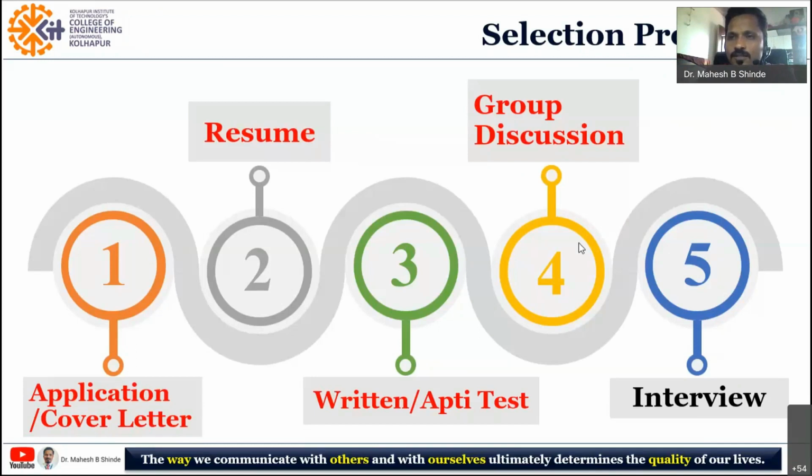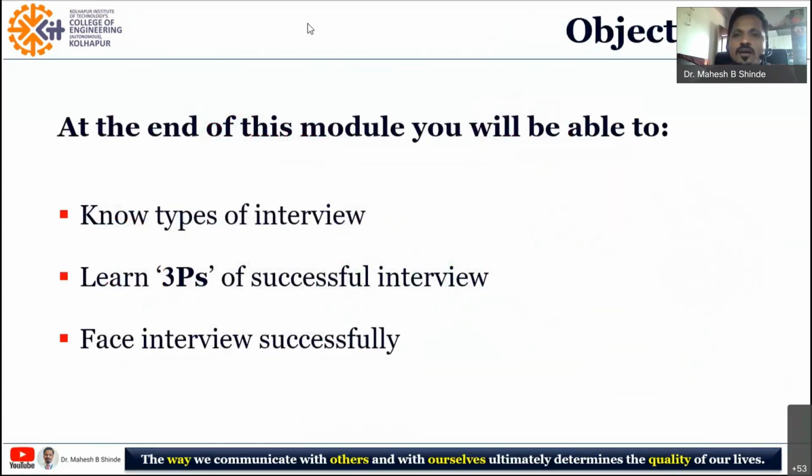Okay, let's move ahead now. Now this is what we are focusing on today, interview skills. In the next 45, 50, 55 minutes, we are going to discuss all about interview skills. Let us begin with understanding what exactly will be the purpose, the objective of attending this lecture. First, we will know various types of interviews. At the end of this session, you will come to know various types of interviews.